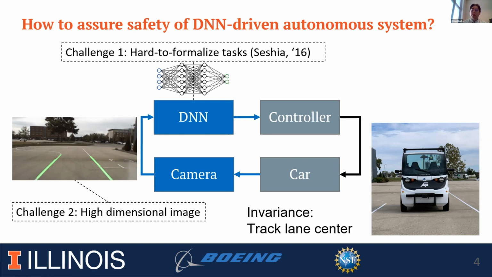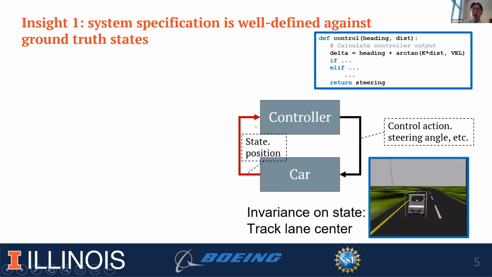The first realization is that although we don't really know how to specify the component-level specification for the deep neural network, we know for the system, the specification is clear: we want the car to track the lane center and stay within the lane boundaries. So if we ignore the perception and the camera sensor for now and assume that the system can work with perfect position information, then there are plenty of formal verification techniques in textbooks to prove the invariance of the car.